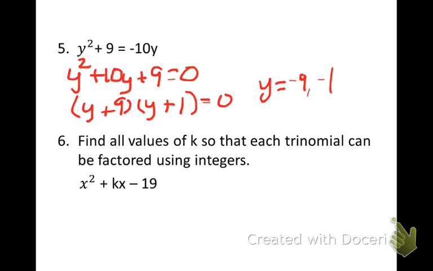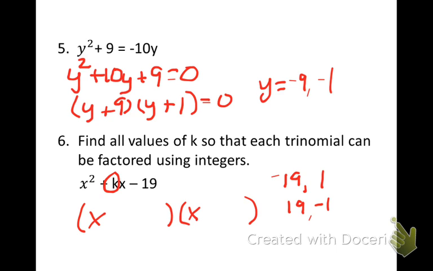Find all values of k so that each trinomial can be factored using integers. So k is the coefficient of the middle term. So we start by just putting out our factors, x and x, and now we need to look at factors of negative 19. So that tells me the signs need to be different. So really not too many factors of 19. When you do have other numbers, it'll be a little harder on this. So what can I multiply together to give me 19? Well, 19 and 1. One of them could be negative, negative 19 and 1, or positive 19 and negative 1 are the only factors that we could get there.